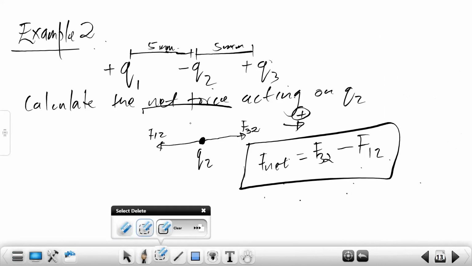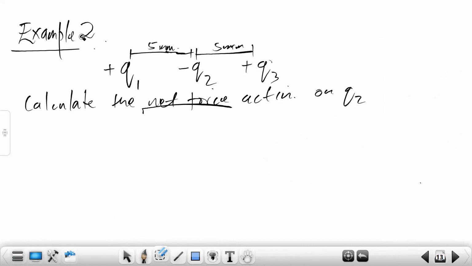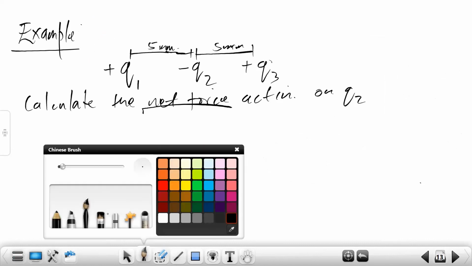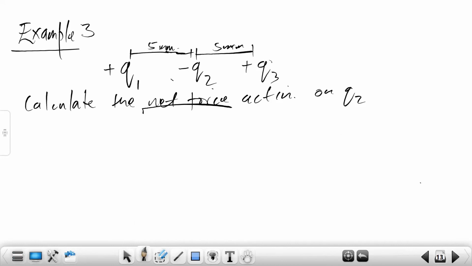So I'm going to remove this and make this now example number 3. Make it example number 3. And then let's say we work with all positive charges, and Q2 is still our reference charge. What do we expect to see here now? What do you expect to see acting on Q2?